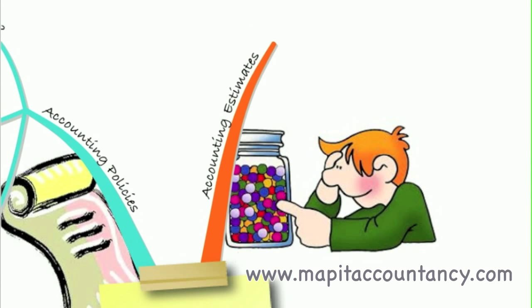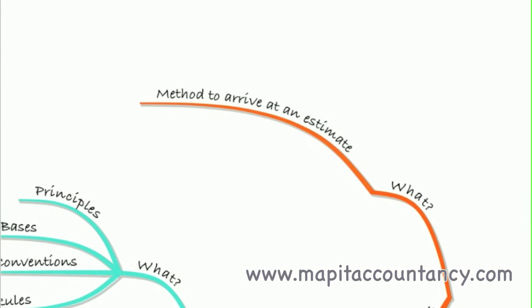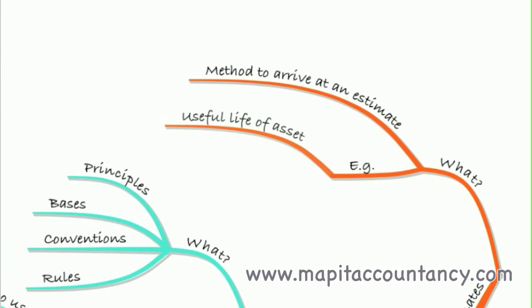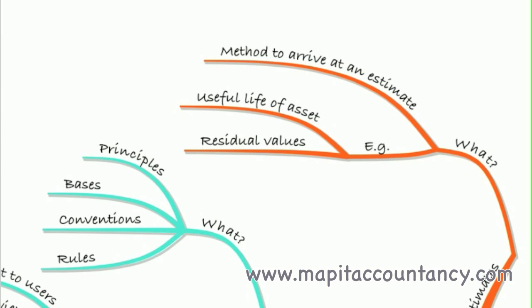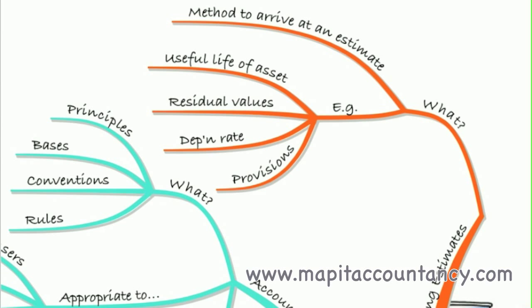Accounting estimates, well, they're slightly different. Here we're thinking about a method required to arrive at an estimate. So for example, the useful life of an asset or the residual value of an asset, that would affect the depreciation rate, or the estimate of a provision. All of those are accounting estimates, not accounting policies. They're not set out in stone in a standard. The accountant has some judgment to make on these.